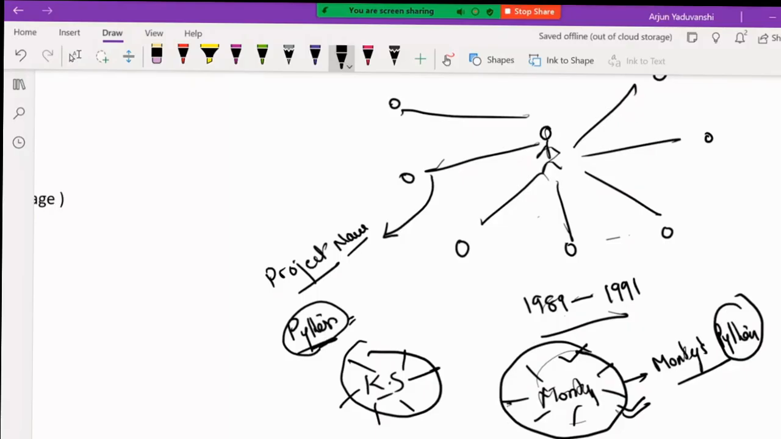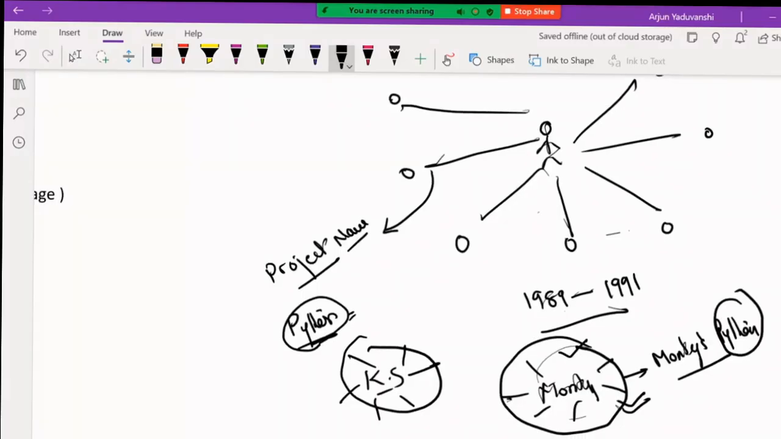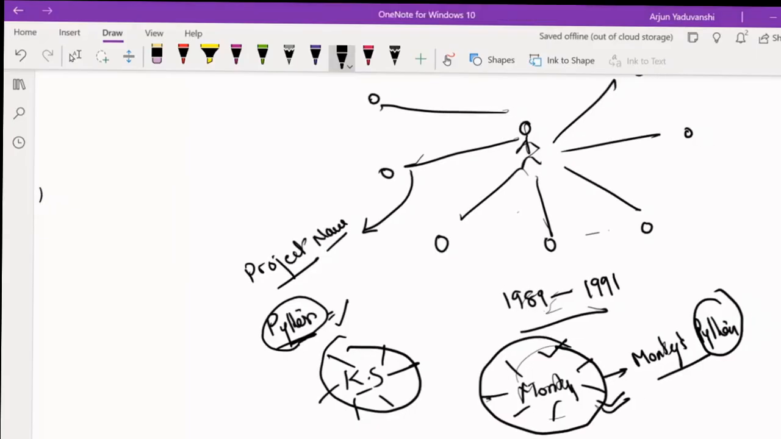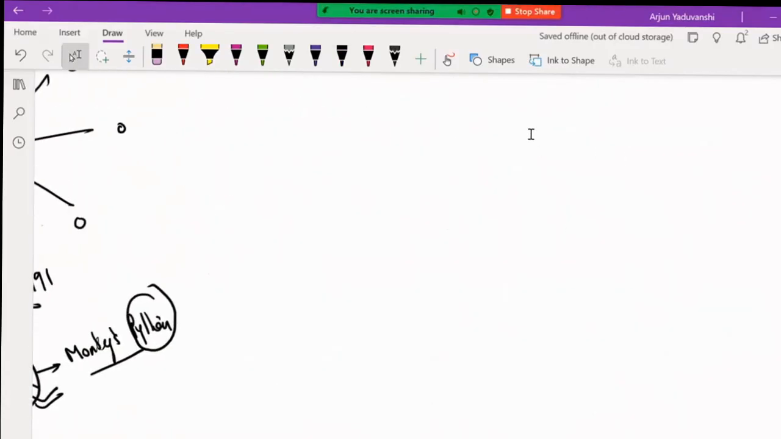And then what happened? They used this name so much, they got so used to this name during these 2 years. Now, when they were releasing Python in 1991, they released the first version of Python in 1991, and they wanted to go with the name Python. When they released Python, they released it as a scripting language.